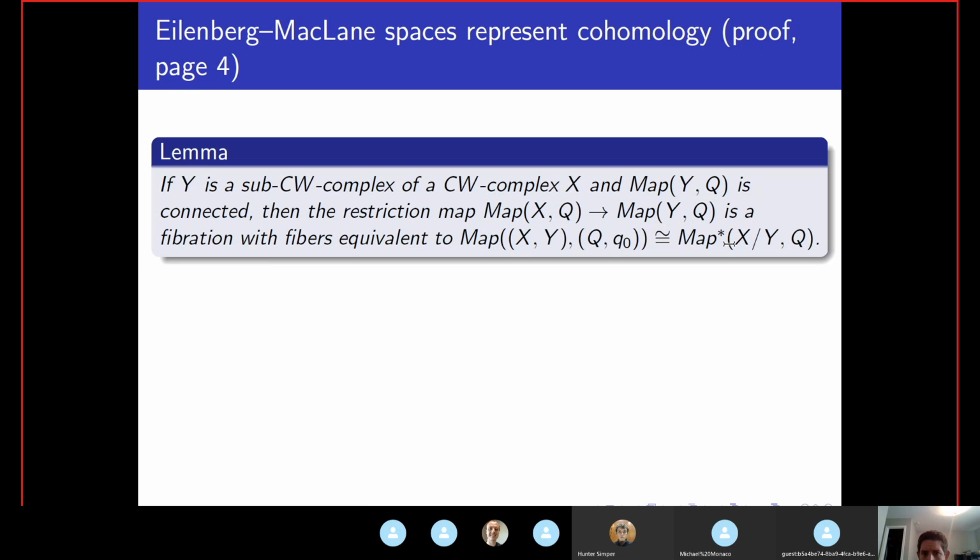So I have a few comments. If you look at the fiber over the constant map with value q naught, just some point in Q, then you exactly get maps from X into Q that send Y to the base point. In general, what is the fiber? You pick your favorite map from Y to Q, and then it's maps from X into Q that on Y agree with your chosen map. Any questions on the statement of this theorem?